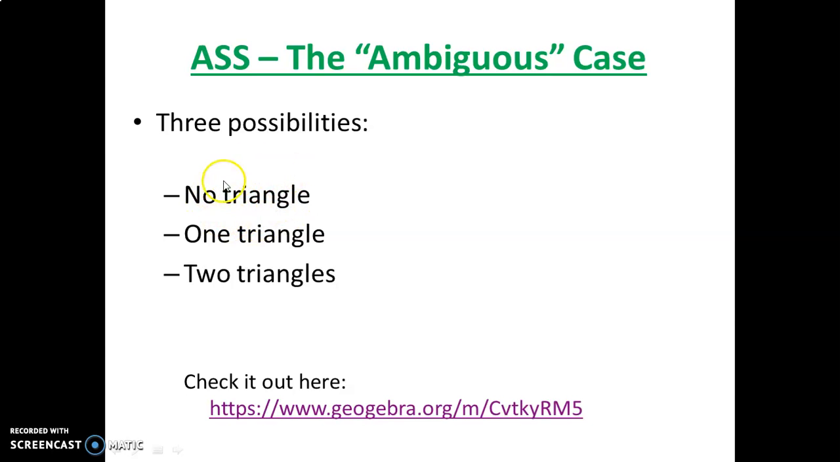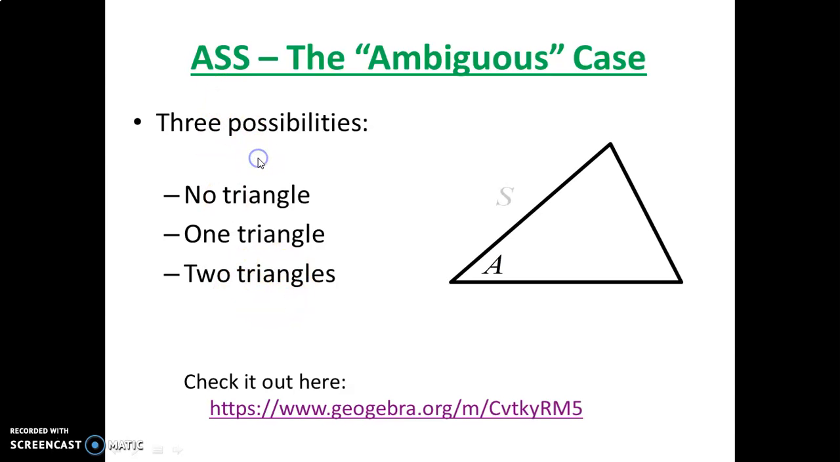And the three possibilities in the ambiguous case are that there's no triangle. It's impossible to create a triangle that has those parts. Or there's only one triangle that looks like that. There's only one setting. Or, like we saw, there are two possible triangles that have those three parts. So again, when we have ASS, we can have any of these occur.